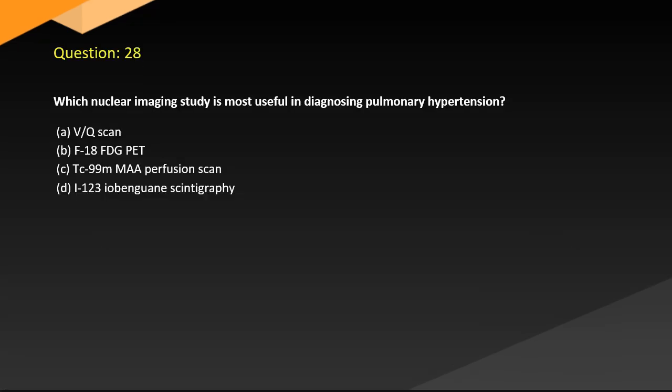Question 28. Which nuclear imaging study is most useful in diagnosing pulmonary hypertension? A. V/Q scan, B. F18-FDG PET, C. Tc99m MAA perfusion scan, D. I123 iobenguane scintigraphy.